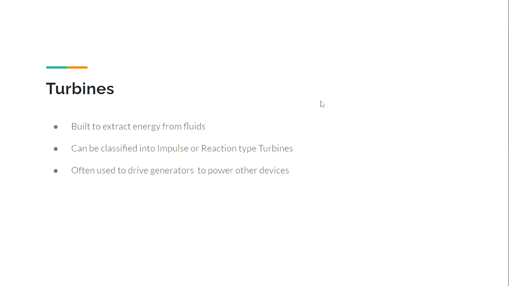Next up, we have turbines. Turbines are built to extract energy from fluids as they flow and rotate the essential rotor, creating torque. We can classify these turbines into either impulse or reaction turbines, kind of like the different flow types for pumps.